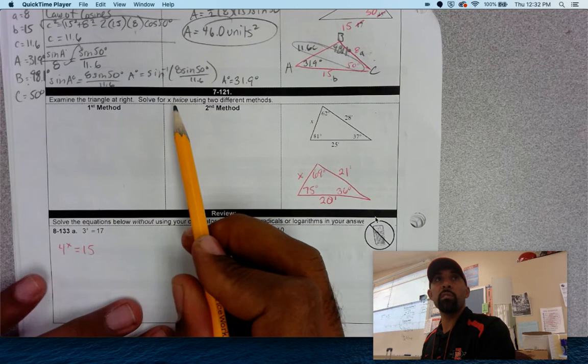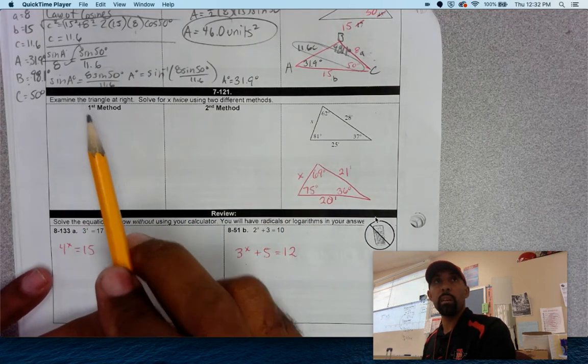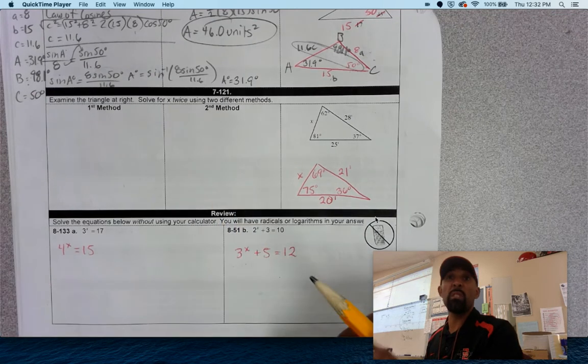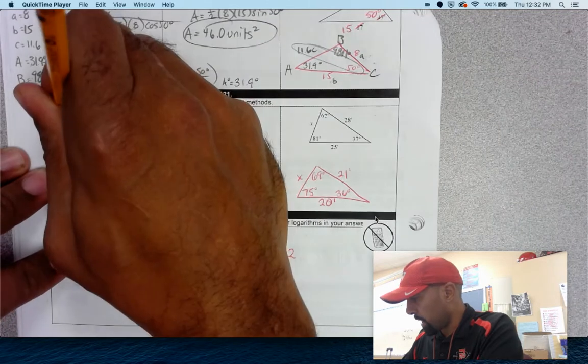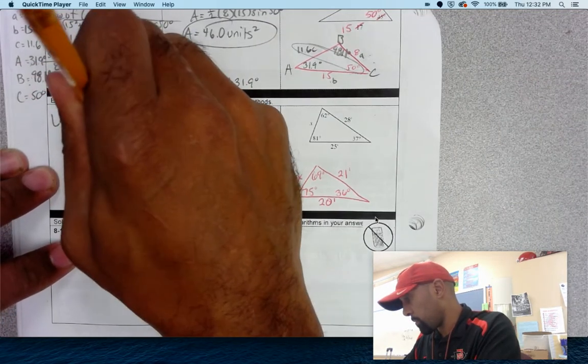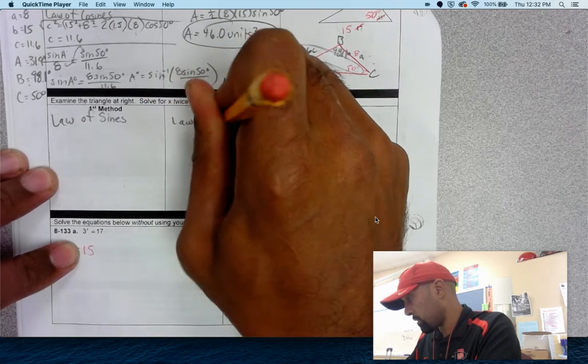Here, we're going to solve for x twice in this triangle using one method and then another. So in other words, we're going to use law of sines and then law of cosines. All right. So we're solving for a side. Keep that in mind. So we'll do law of sines first, then we'll do law of cosines.